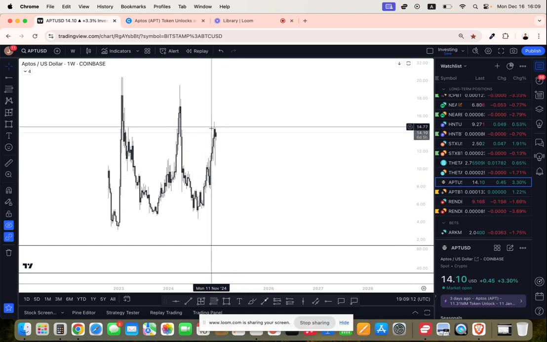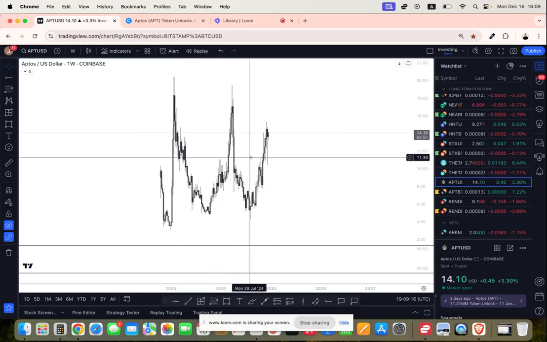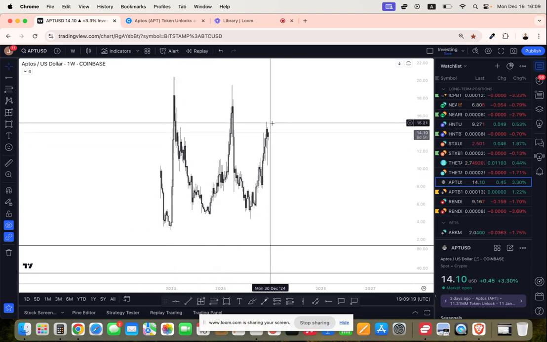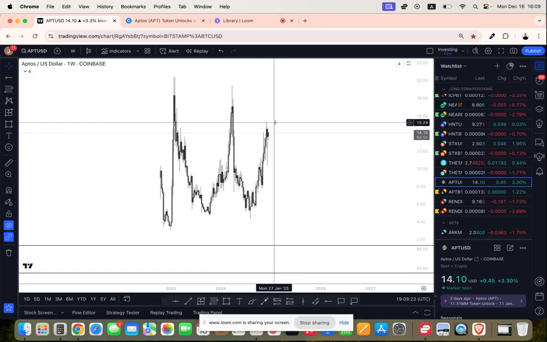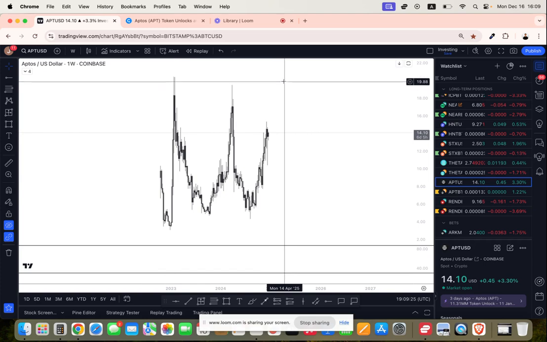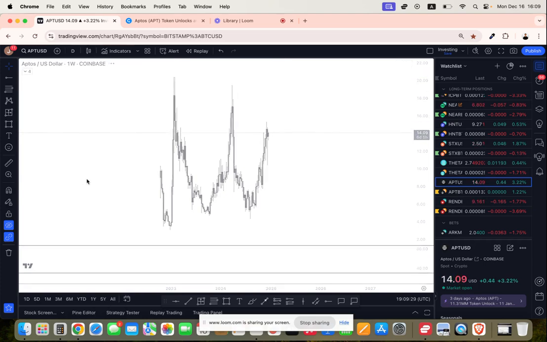Seeing this big long wick to the downside signifying huge buying pressure, which is great. But other than that, basically you've got your local high there at $15, and I envision that being broken very soon and basically teleporting straight up to our highs here. So let's discuss that on the lower time frames. Let's go to the daily.